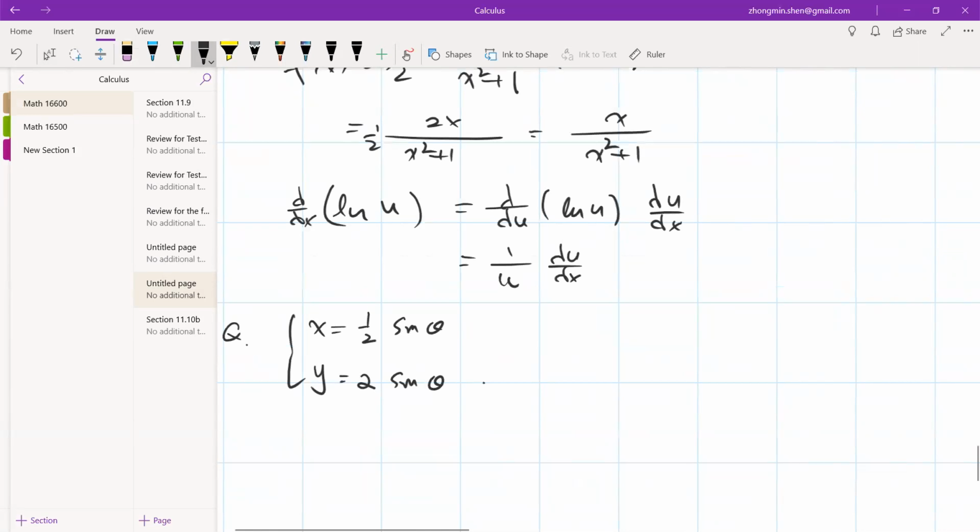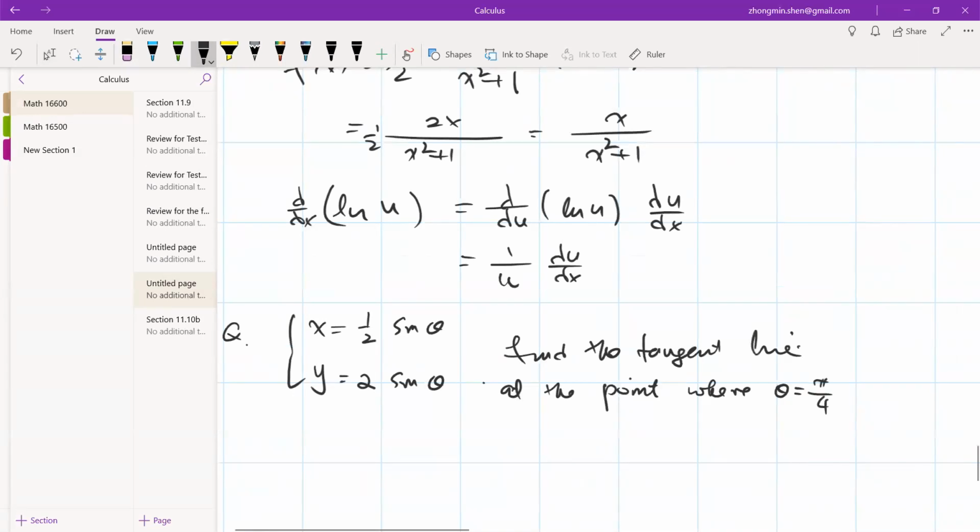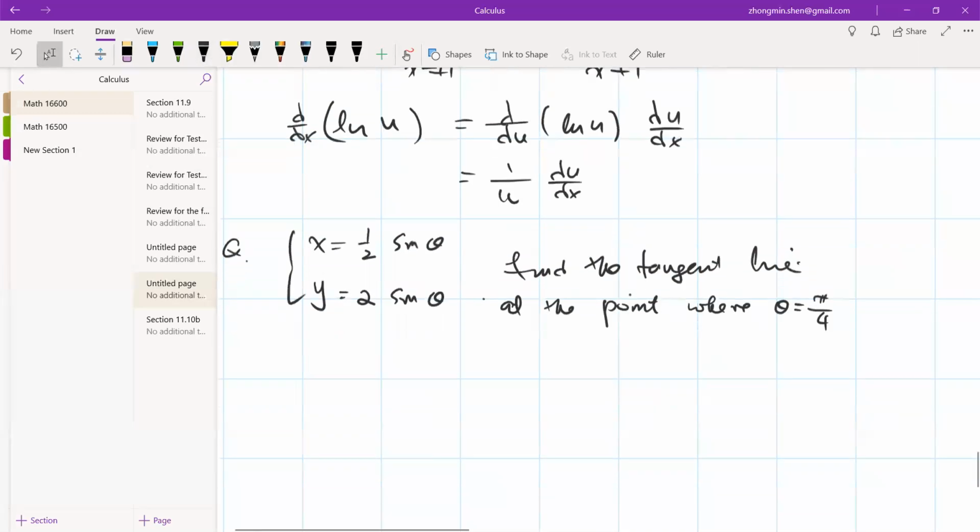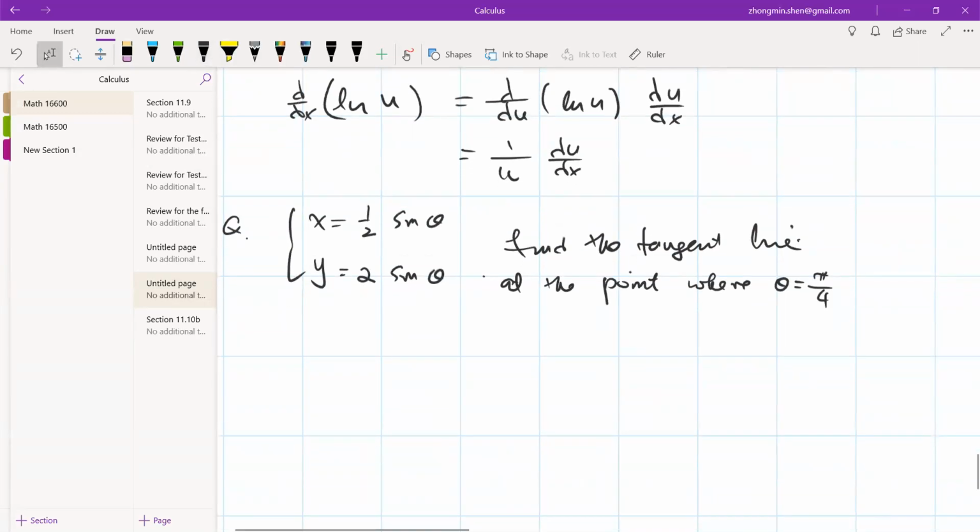And find the tangent line at the point corresponding to where theta equals pi over 4. This is a very simple problem. So I think 80% of students knew how to do it, but only half of the students got the right answer. Why? That's because of computation mistakes also.